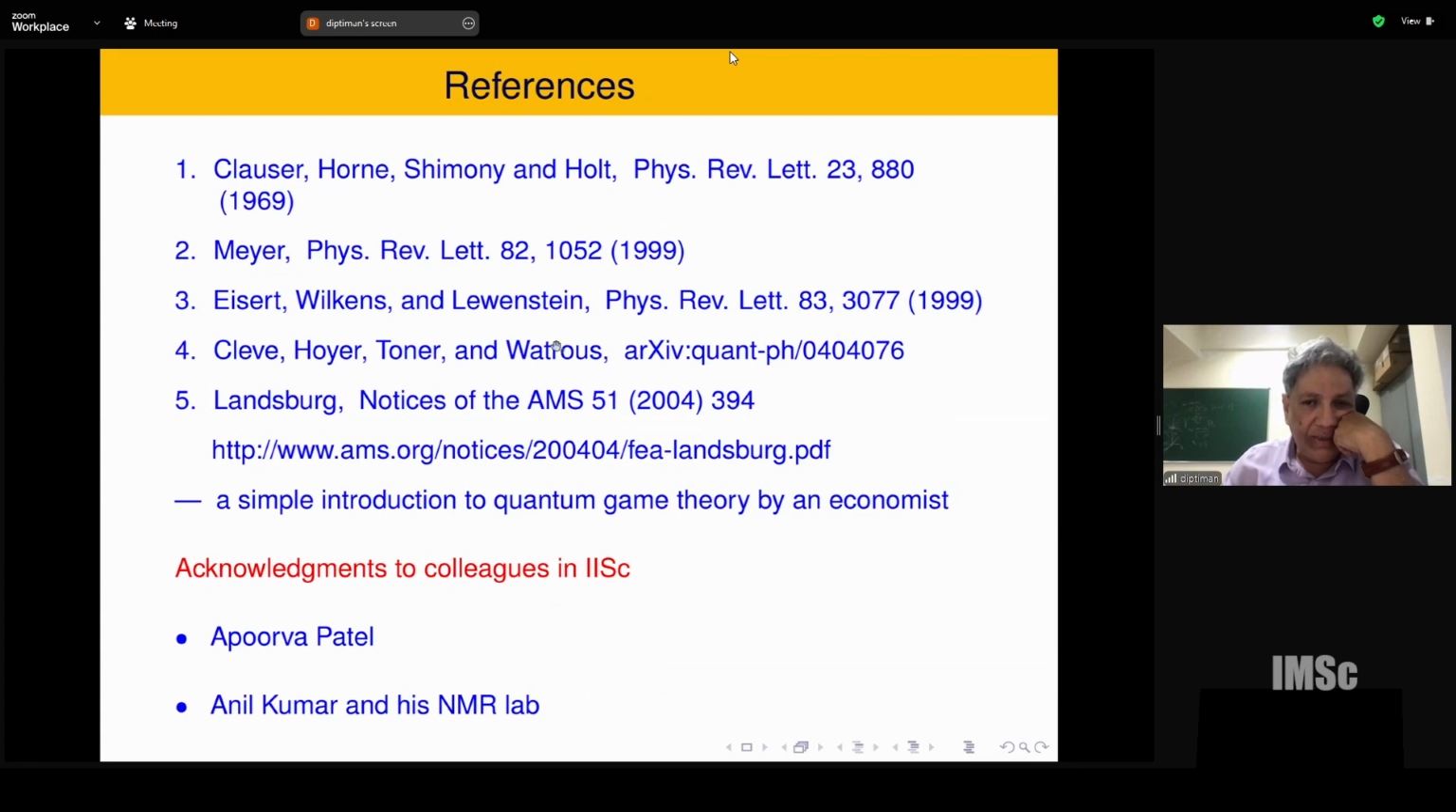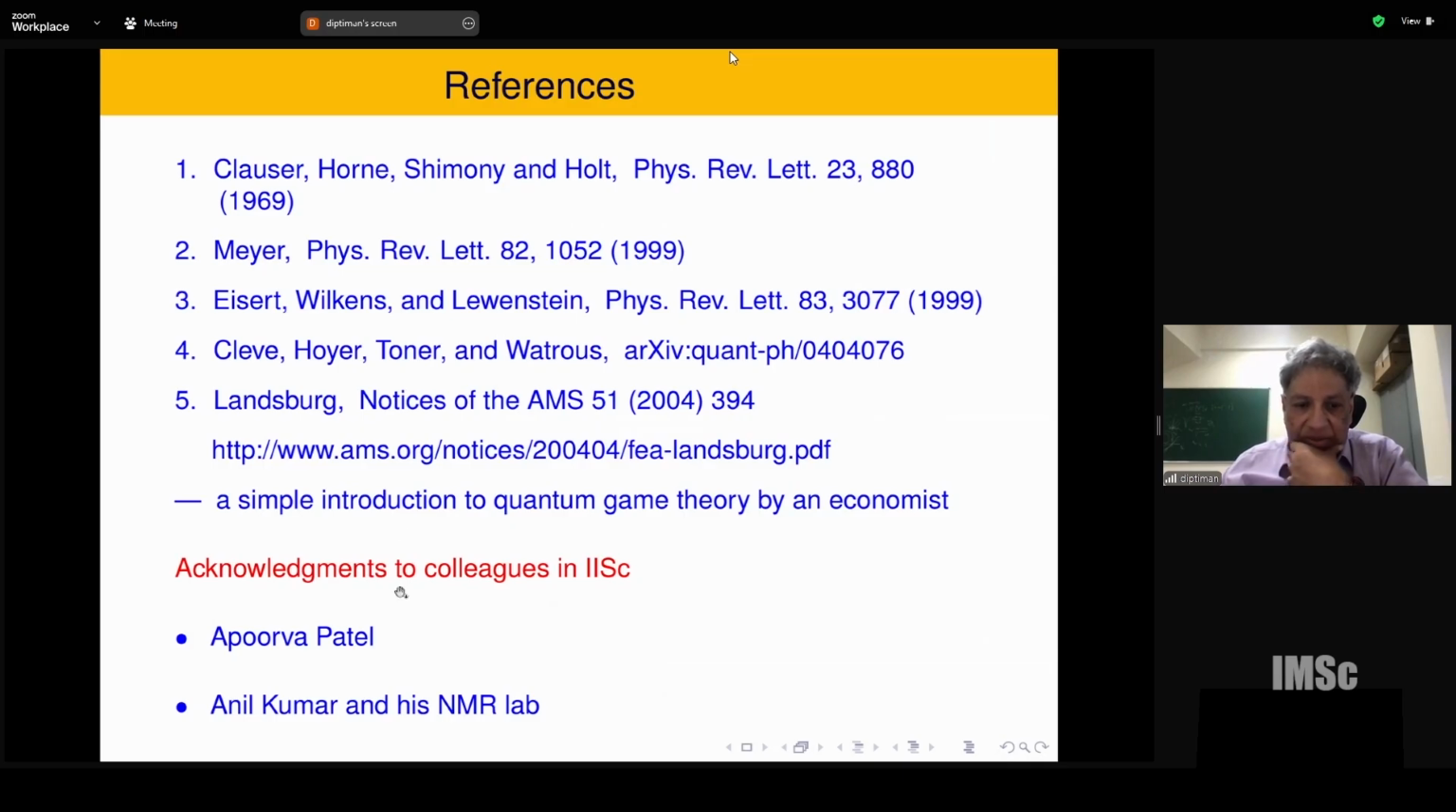And then there's another paper which talks about many of these ideas. The 5th paper is particularly interesting to me because it was actually written by an economist who took the trouble to learn quantum mechanics. So this paper by Landsberg is a simple introduction to quantum game theory written by an economist.